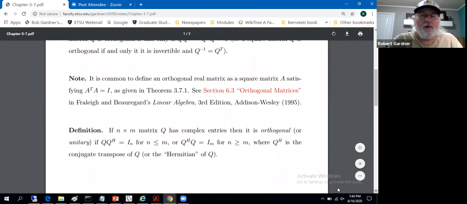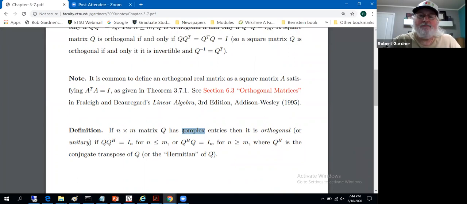If we had a matrix Q with complex entries, then things would have to be modified ever so slightly. We take as our definition of an orthogonal matrix with complex entries the following. We're requiring Q times the Hermitian of Q to equal the n by n identity when n is less than or equal to m, or the Hermitian of Q times Q to equal the m by m identity when n is greater than or equal to m, where this Q superscript H represents the Hermitian. It's the conjugate transpose. Now, if these complex entries were actually real, this conjugation wouldn't do anything. Conjugation of a complex number you're familiar with, I trust. So if we started with real entries, then the conjugate wouldn't do anything, and this superscript H would just represent transpose.